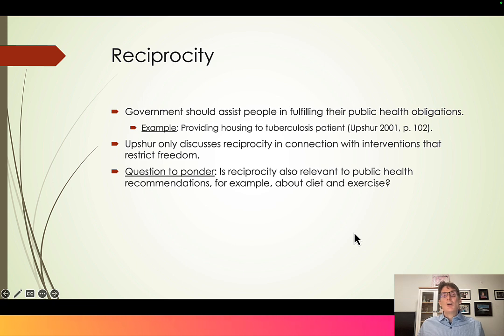All right, so let's move on then to reciprocity, which is the third of the four principles in Upshur's framework.